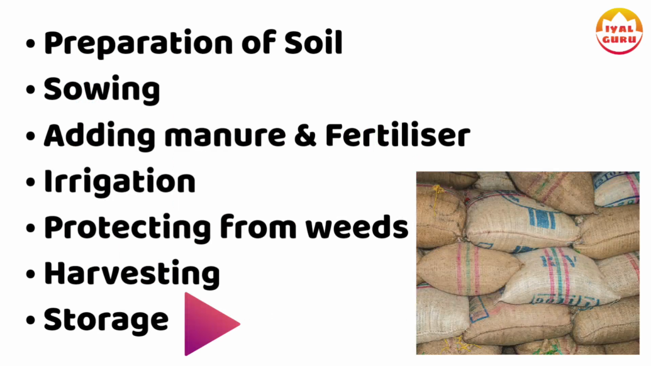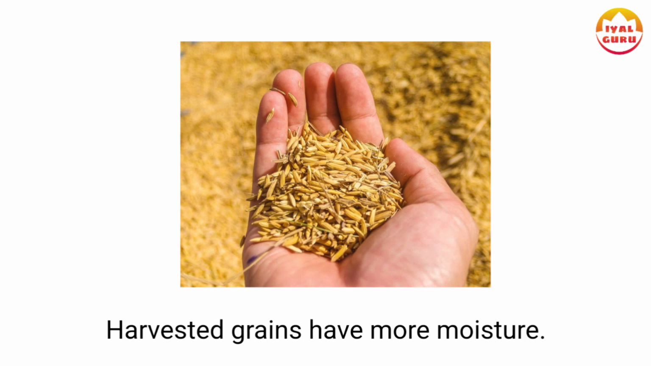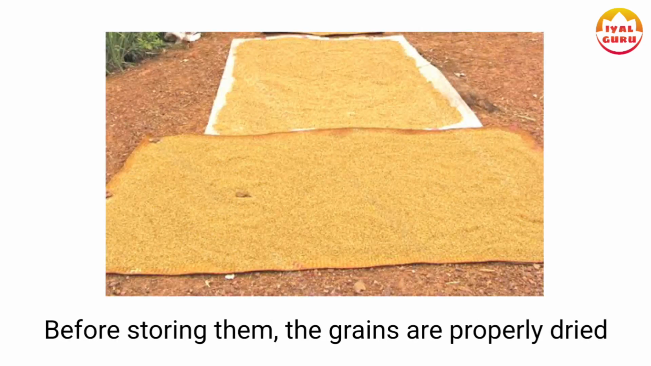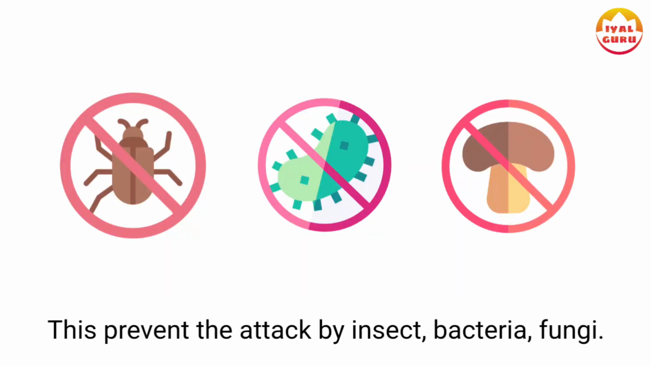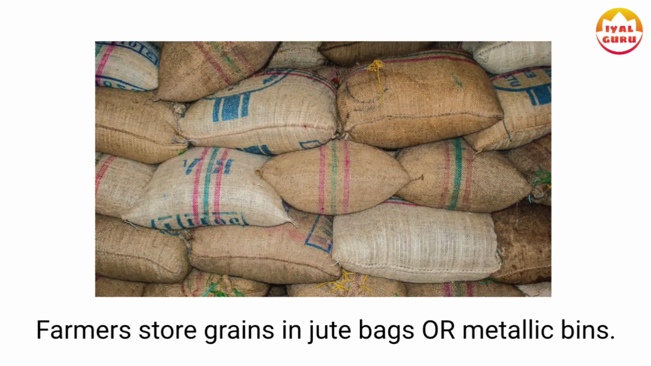The last step is storage. Harvested grains have more moisture. Before storing them, the grains are properly dried in the sun to reduce the moisture in them. This prevents the attack by insects, bacteria and fungi. Farmers store grains in jute bags or metallic bins.